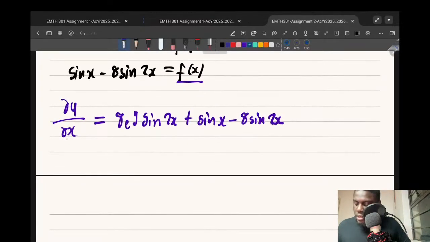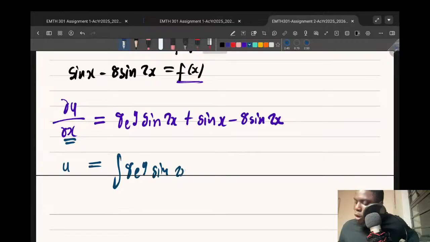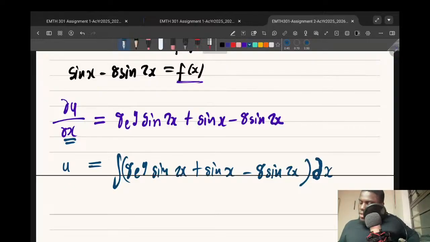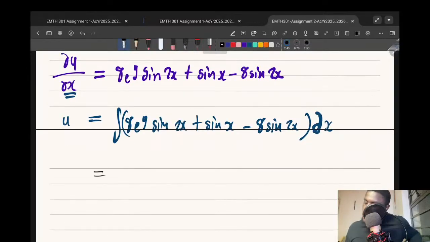Of course we're going to integrate with respect to x, and you have your u is equal to the integral of this whole animal with respect to x: 8e to the y sine 2x plus sine of x minus 8 sine of 2x, and we are integrating this whole thing with respect to x, so del x. That is why the u is only now u. Then now we are going to say, what is this going to be equal to?